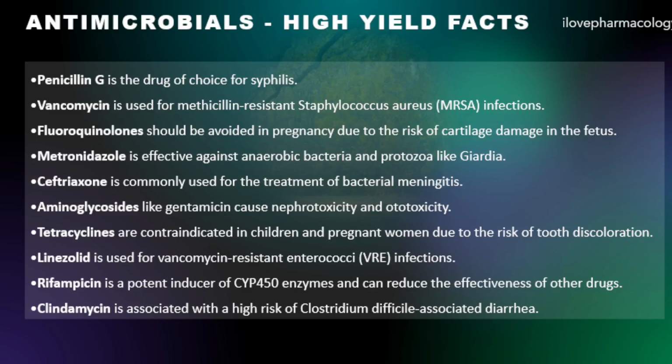Linezolid is used whenever there is a vancomycin resistant enterococci infection. So this has to be remembered from your exam point of view. That is, linezolid is used for vancomycin resistant enterococci infections. Coming to rifampicin, which is a potent enzyme inducer, and it can reduce the effectiveness of other drugs because it metabolizes the other drugs very quickly. Clindamycin is associated with high risk of Clostridium difficile associated diarrhea.